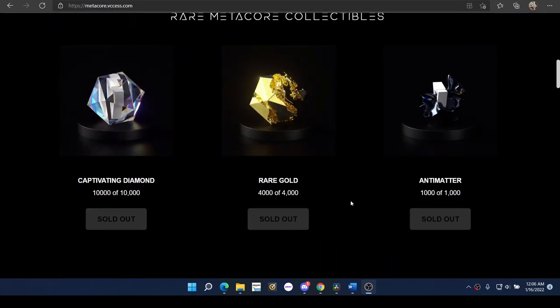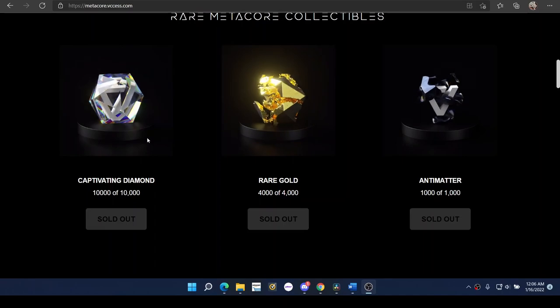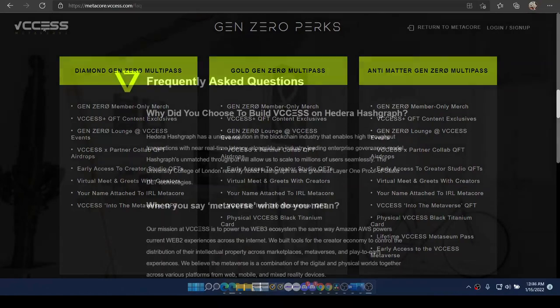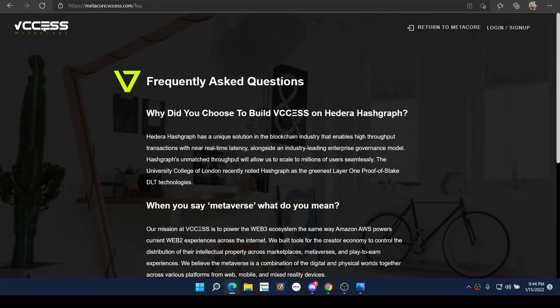I was able to buy with 15 to 20 metacores left. So I just wanted to see what this project was all about. And I bought into it, the Access Metaverse, and people are really excited for it. You know, and the frequently asked questions, why did you build Access on Hedera Hashgraph? And of course, just like how I explained to you guys, it's faster, more scalable, and they're also alongside an industry-leading enterprise governance model. So why not? They're the biggest one to do the enterprise-grade services, so we'll see in the future if that still holds true.